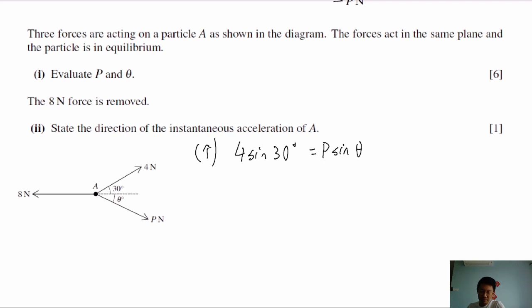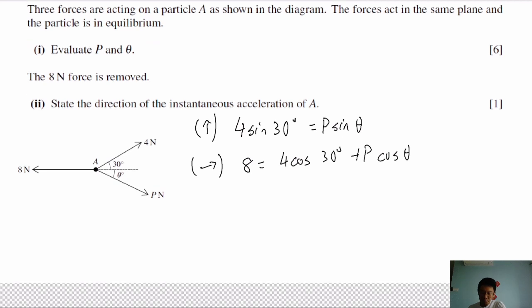After that, we have the horizontal component of all the forces. To the left, we have 8. And to the right, we need to resolve the two forces there. So we have 4 cos 30 degrees plus P cos theta. This is where we get two equations.